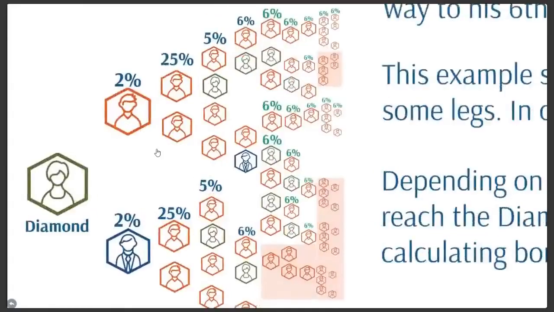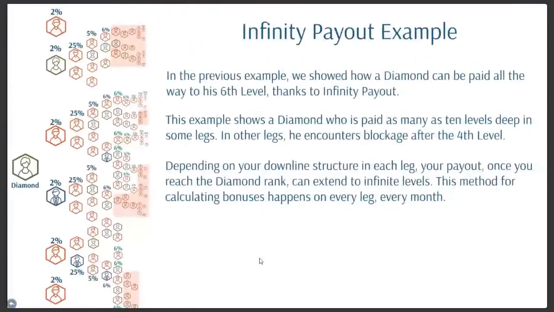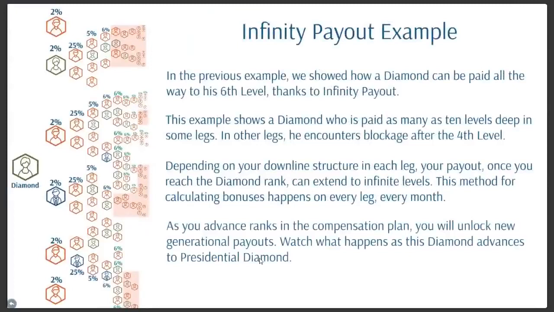So let's zoom in a little bit here so you can get a little bit better look at that. So again, like I said, nobody here to block, right? And so it's going to go as deep as the organization goes. But over here where you have a presidential diamond or diamonds in these downline organizations, they're going to experience some blockage a little bit earlier on, but that's not the end of the world. You're getting Infinity Payout in a lot of your organization. And as you rank advance in the compensation plan, you're actually going to be able to unlock new generational payouts.